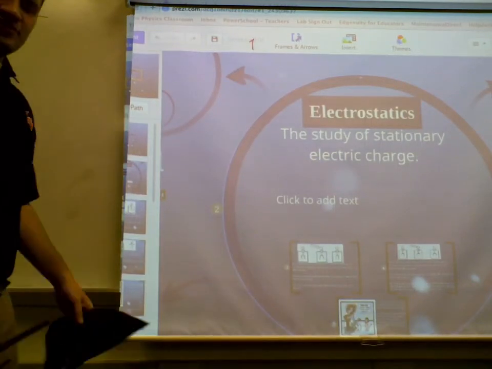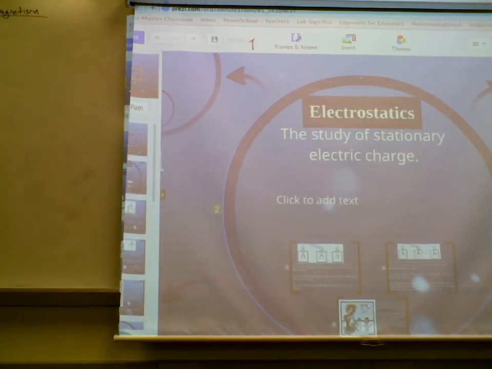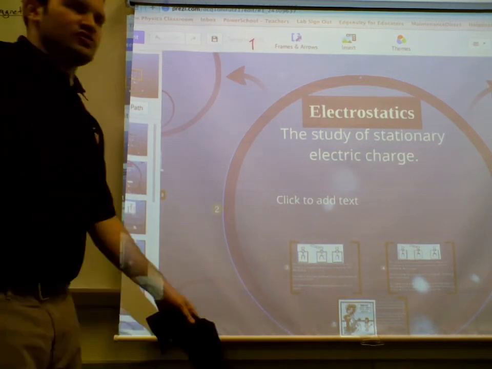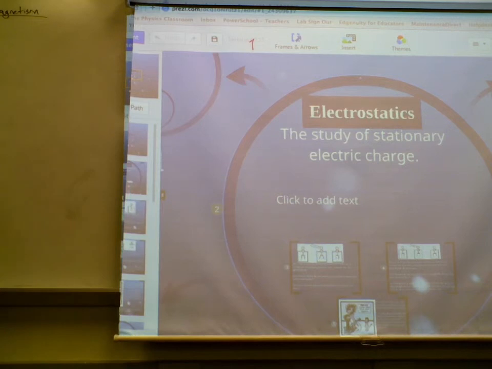Electrostatics. Electrostatics is a study of stationary electric charge. That's what this unit's about. All right, so Unit 8. We're going to start with electrostatics, then we'll work into magnetism. The reason why is a lot of people think electricity and magnetism go hand in hand, but they really don't.